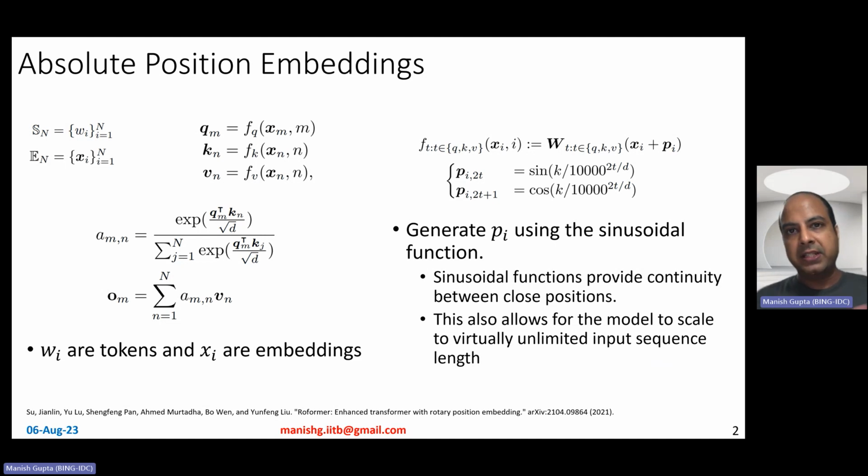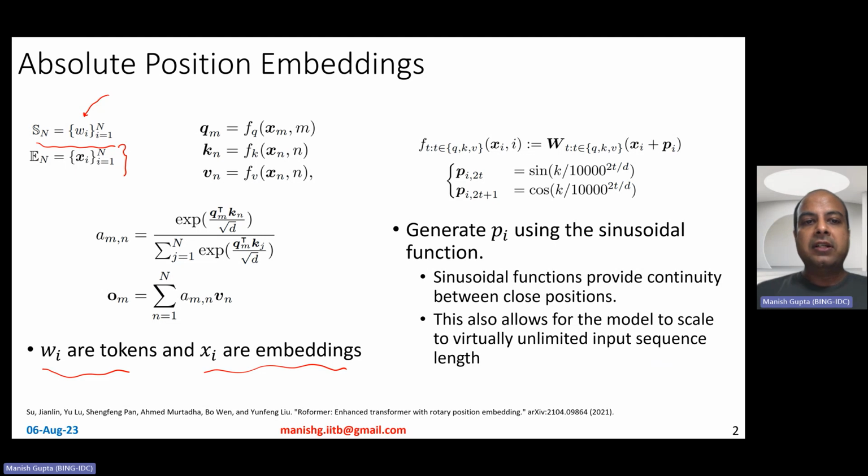So assume that you have a sequence with N words, w_1 to w_N. So that's basically the original text sequence, right? And you have embedded them from a content perspective using embeddings. So these are the content embeddings for all of those tokens. w_i are tokens and x_i are the actual token embeddings.